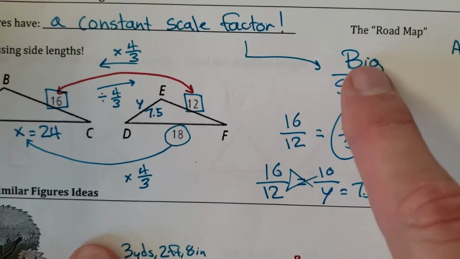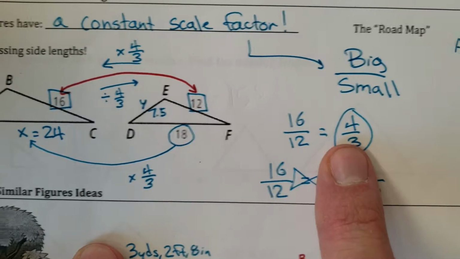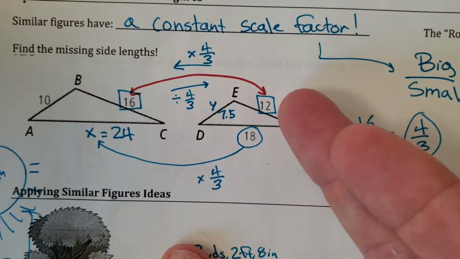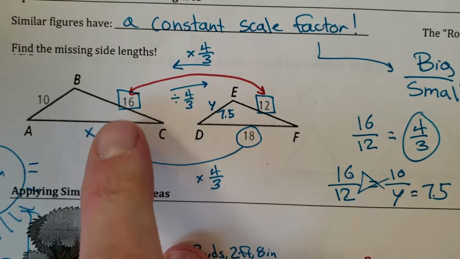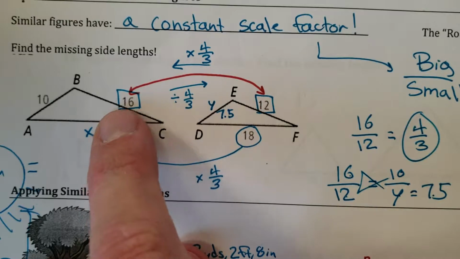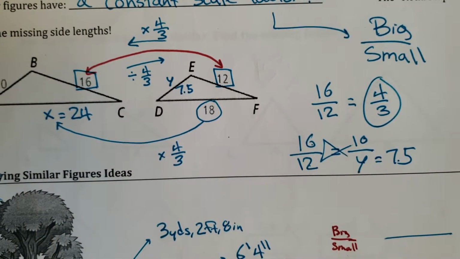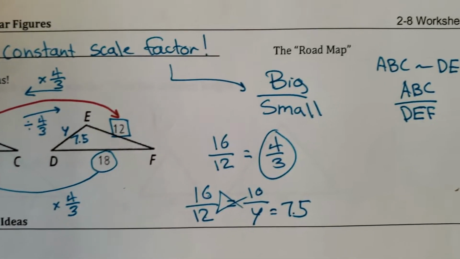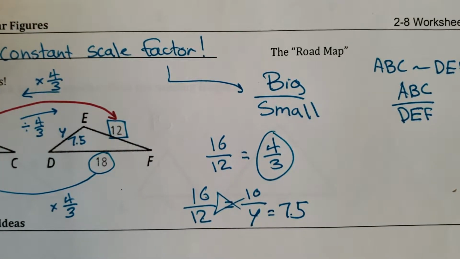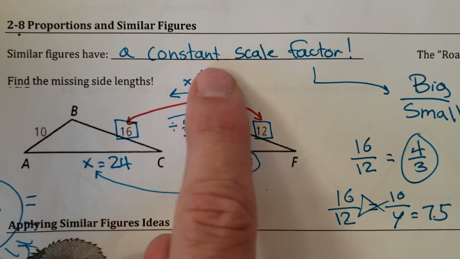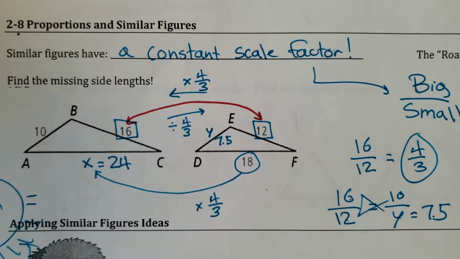How do you find the scale factor? Big to small. That'll give you the scale factor. And then going from the small guy to the big guy, you multiply by the scale factor. Going from the big guy to the small guy, you divide by the scale factor. Also, proportions work every single time. Okay, so as long as you set it up big to small equals big to small, you can't really mess it up. Just double check your math and make sure you have a constant scale factor with all of your shapes.